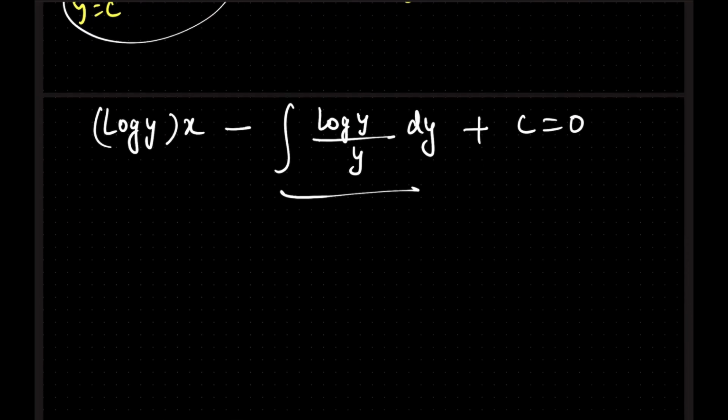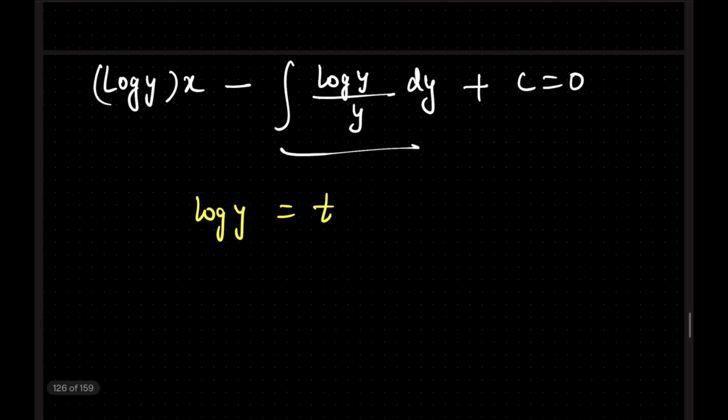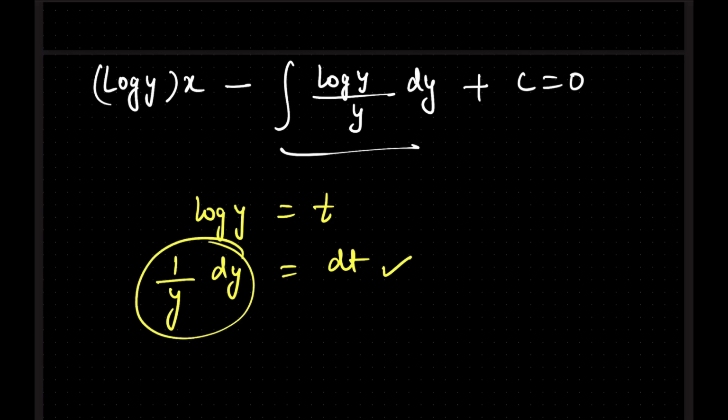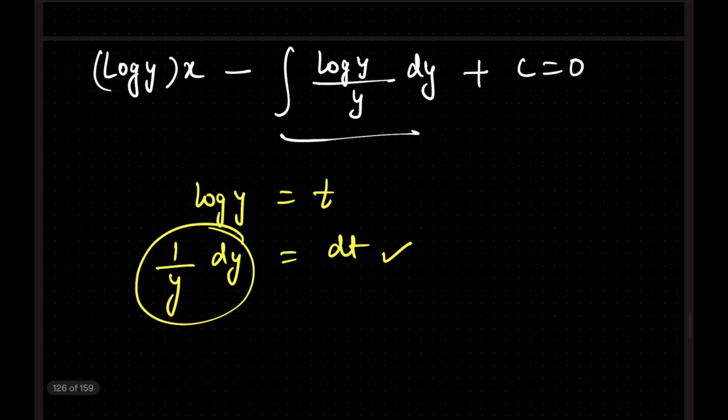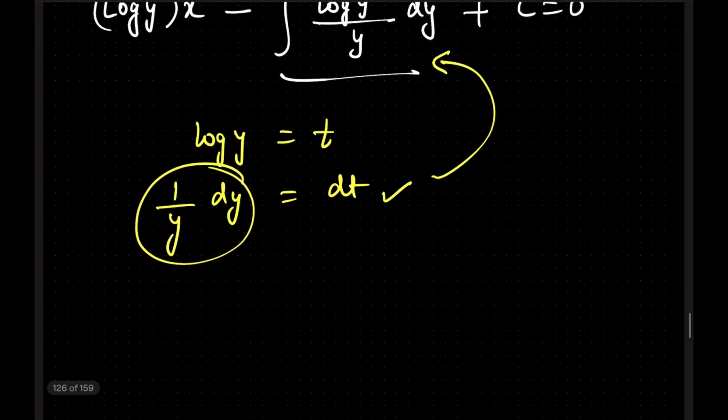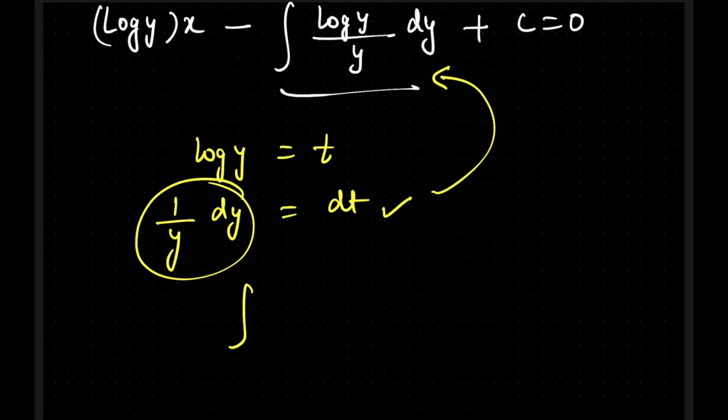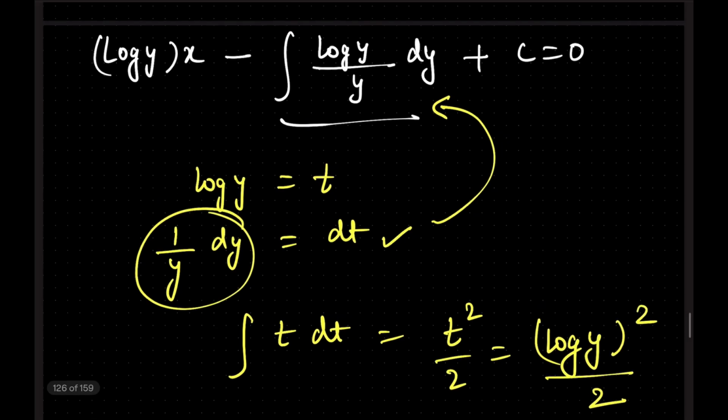It is very easy because you just have to assume log y is equal to t. Now differentiating both sides, you will get 1 by y dy is equal to dt. So just replace dy by y as dt. Here you have to substitute over here. So you will get the integral of t dt, which is t square by 2, and our t is log y, so we will substitute it back. So (log y) square by 2.